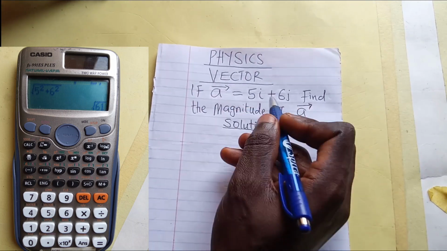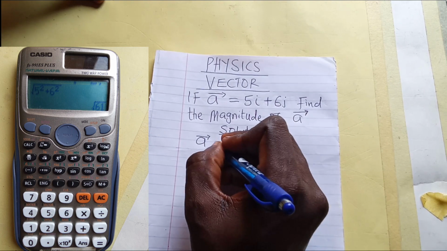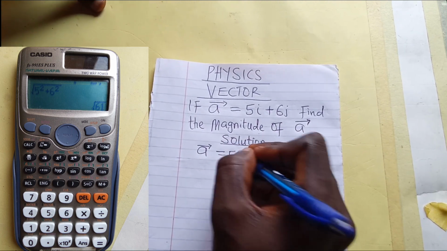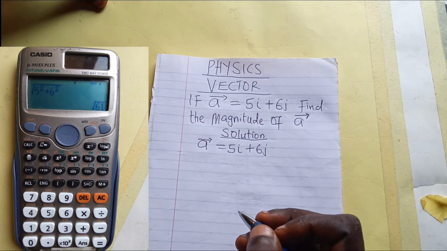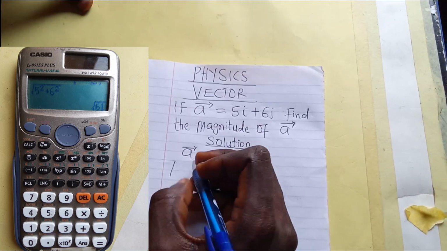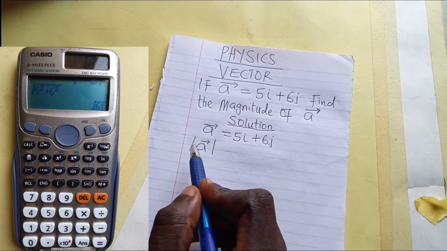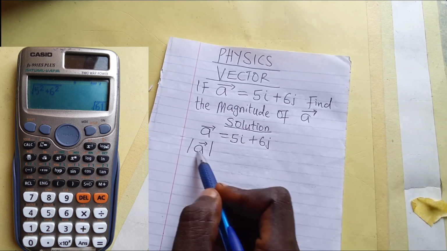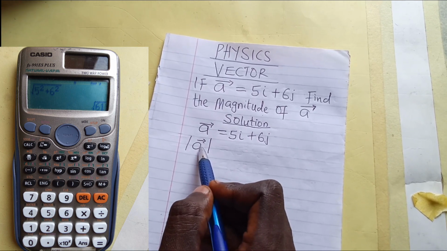We're told that vector A is equal to this. That is, vector A equals 5i plus 6j. Okay? So magnitude of vector A, that is magnitude of vector A. You see, these two dashes here represent, this is vector A, right? Why do these two dashes represent magnitude of vector A?